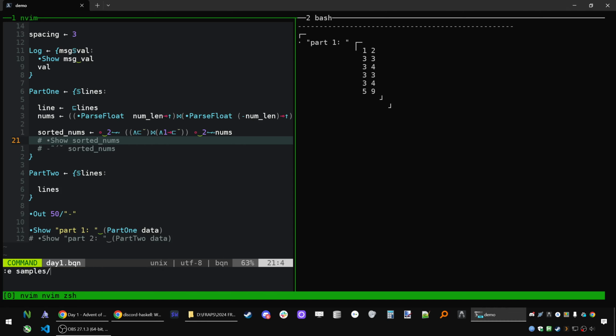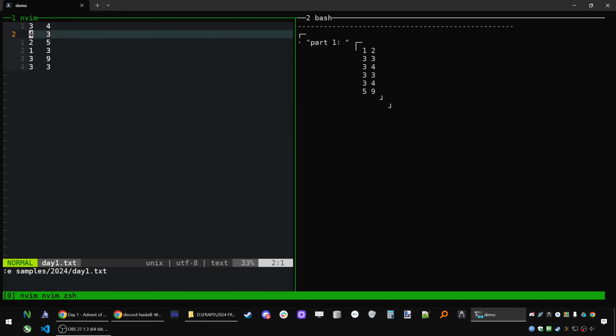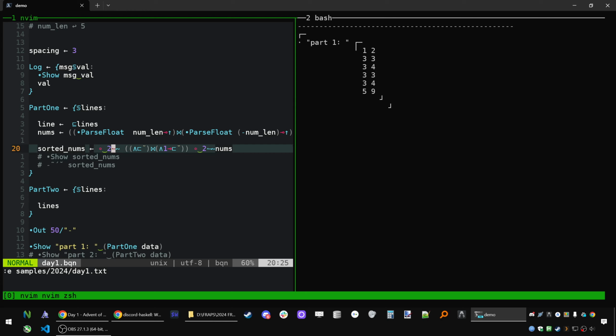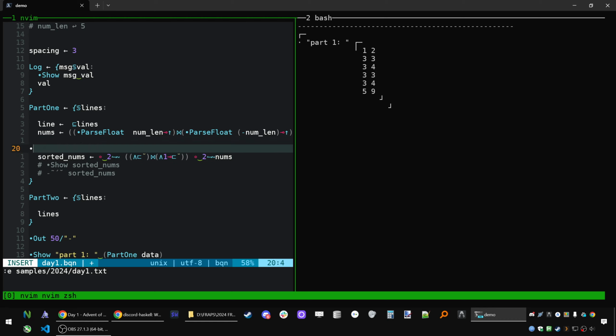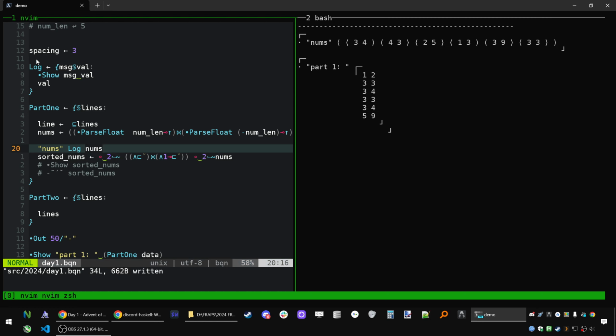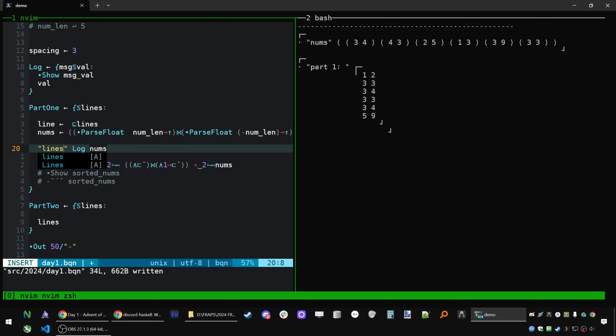Did I sample 2024 day 1? Where does this 5 come from, you might ask? What is going on? Actually, okay, we'll say nums. Log nums, and log is my fast function up here. Then I'm gonna log lines as well.